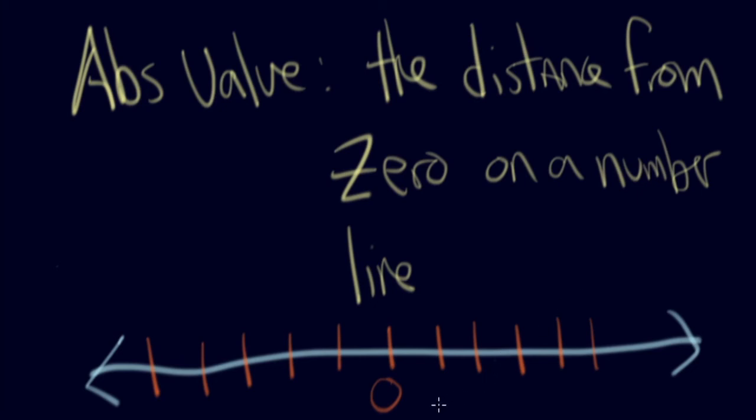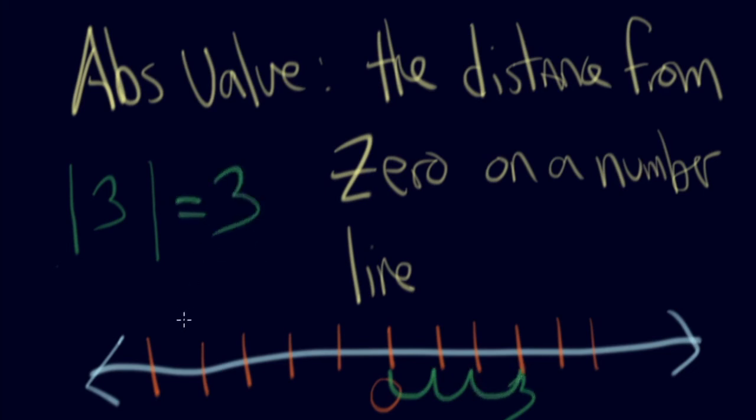Okay, so here's some numbers. Let's say you had some absolute value bars, and I put 3 in there. Absolute value of 3. I want to know what the absolute value of 3 is. I'm asking you, how far away is 3 from 0? So here's 3 on the number line. How many spaces is it away from 0? Let's count. 1, 2, 3. It's 3 spaces away from 0. So the absolute value of 3 is 3.